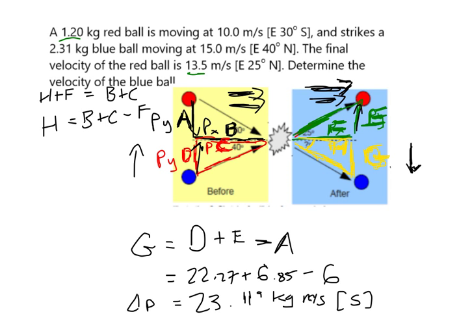Okay. Let me make sure I did the other one right here. Based on that logic, A and G should have been equivalent to D and E. I hope I did that right. E is going up, and D is going up. And that should be equivalent to A going down and G going down.